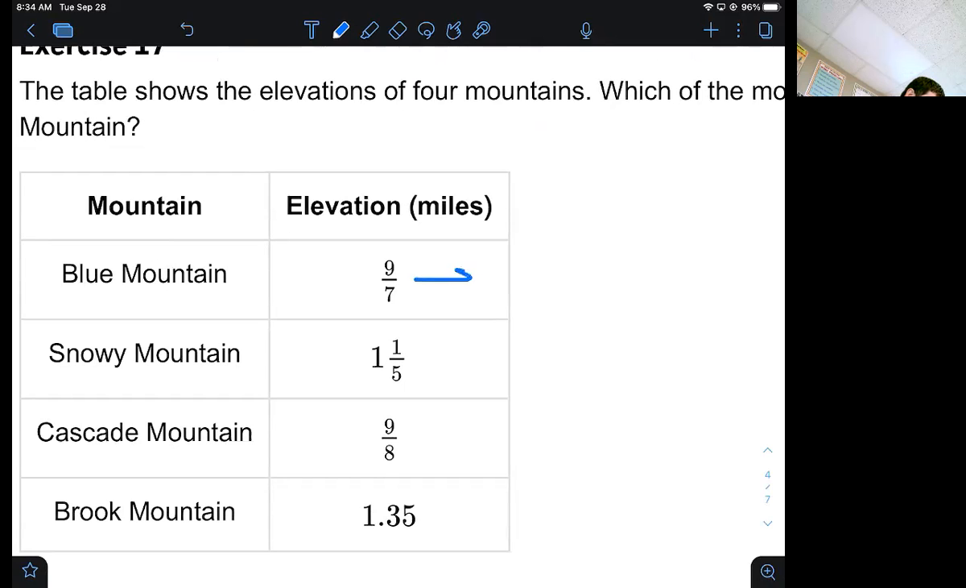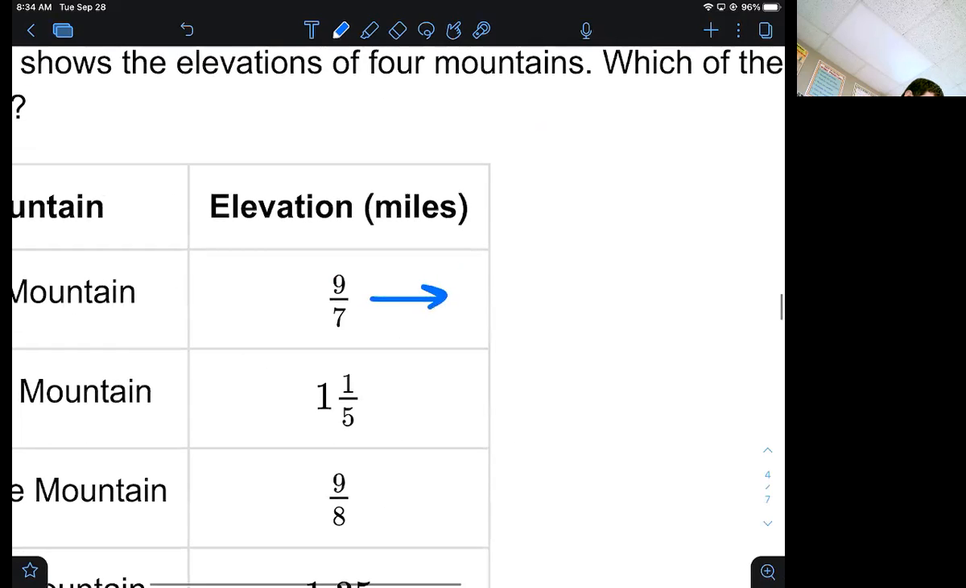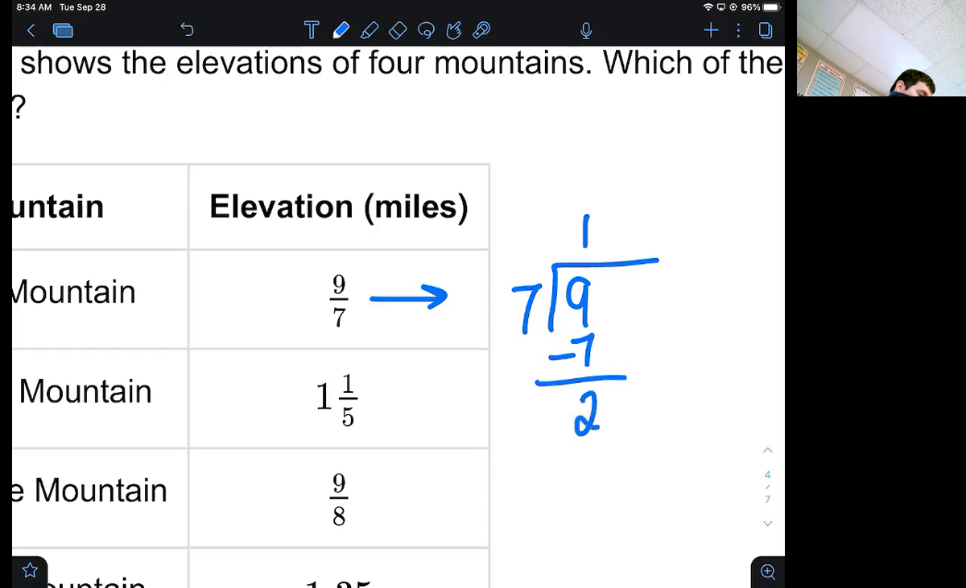Let's start with Blue Mountain. To turn a fraction into a decimal, I do top divided by bottom. Normally, when you put the top number inside the box, it's smaller than the outside number, but this one's not. That's because what type of fraction is this? Improper. Yeah, the top number is bigger than the bottom number. So 7 will actually go into 9. How many times? 1 time. Gives us a remainder of 2. I'm going to drop down a decimal point. Actually, put 2 decimal points. Drop down a 0. 7 goes into 20.